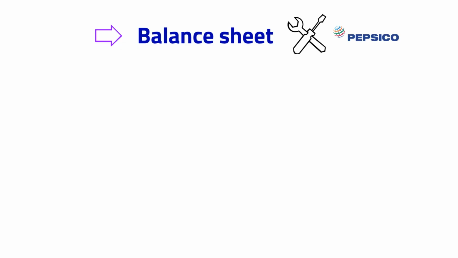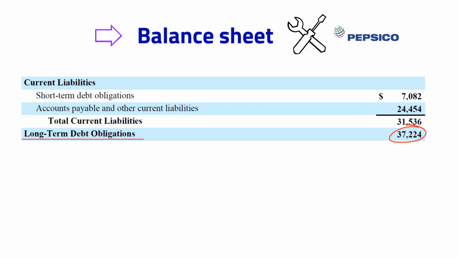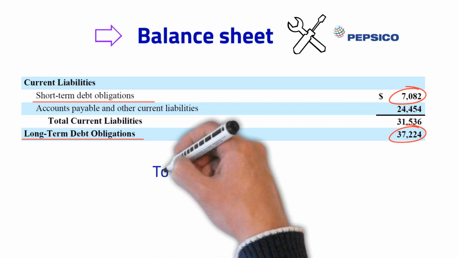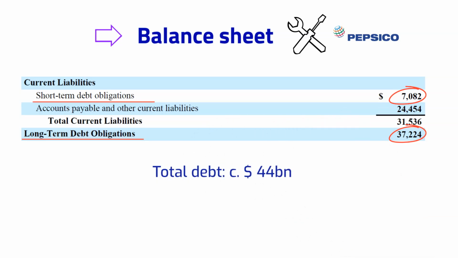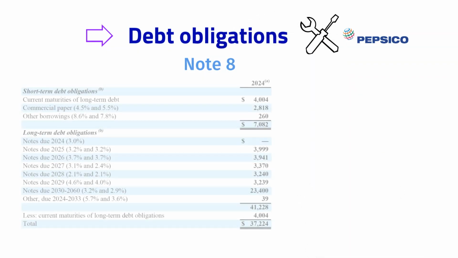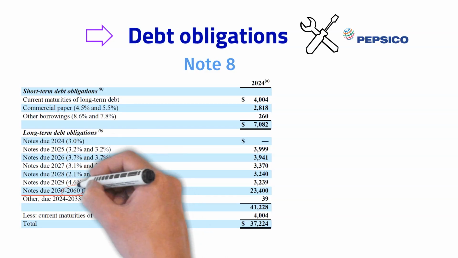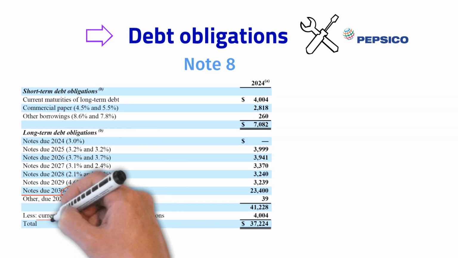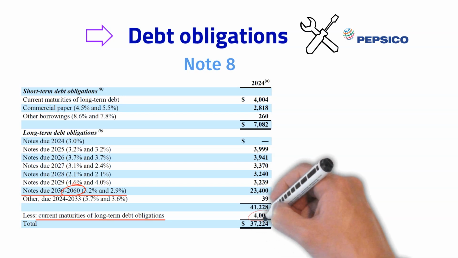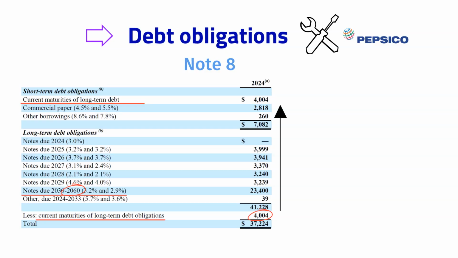In the 2024 annual report, PepsiCo had around $37 billion of long-term debt and 7.1 billion of short-term debt, bringing total debt to roughly $44 billion. In note 8 on page 98, there is a split of debt. As in Unilever, the majority of debt is notes, and some of these are with the term until 2060. Here, you will also see an example of how the current portion of long-term debt is reflected. 4 billion of loans are moved from long-term debt to short-term debt.